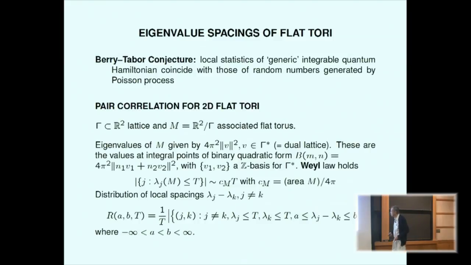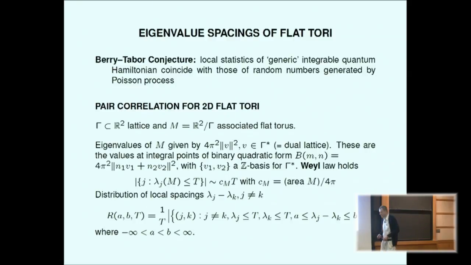Now the next thing is the problem of eigenvalue spacings of flat tori, and basically I'm getting closer to what initially triggered these investigations. So let's say a word about that. There is apparently a conjecture which tells you that if you have a generic integrable quantum Hamiltonian system, then the local statistics of the eigenvalues coincide with those of random numbers generated by a Poisson process.